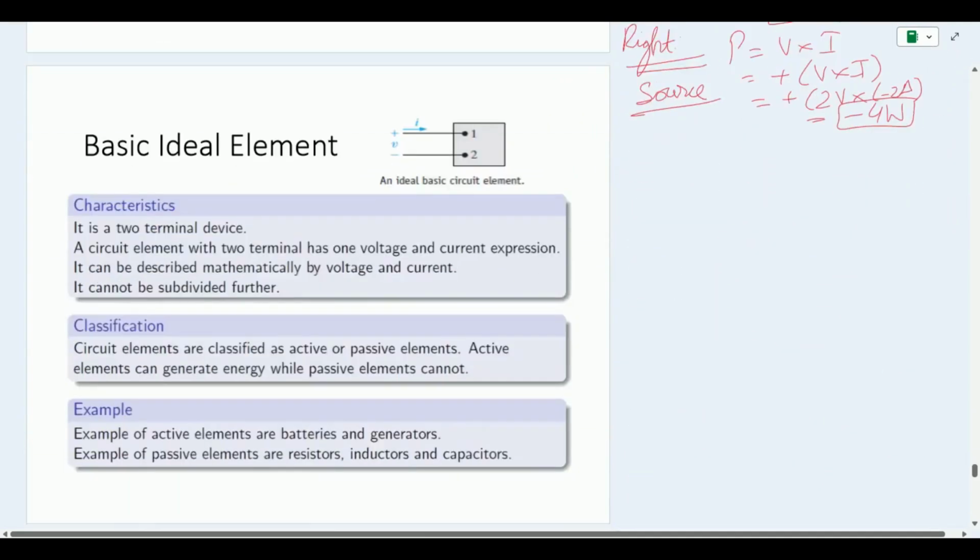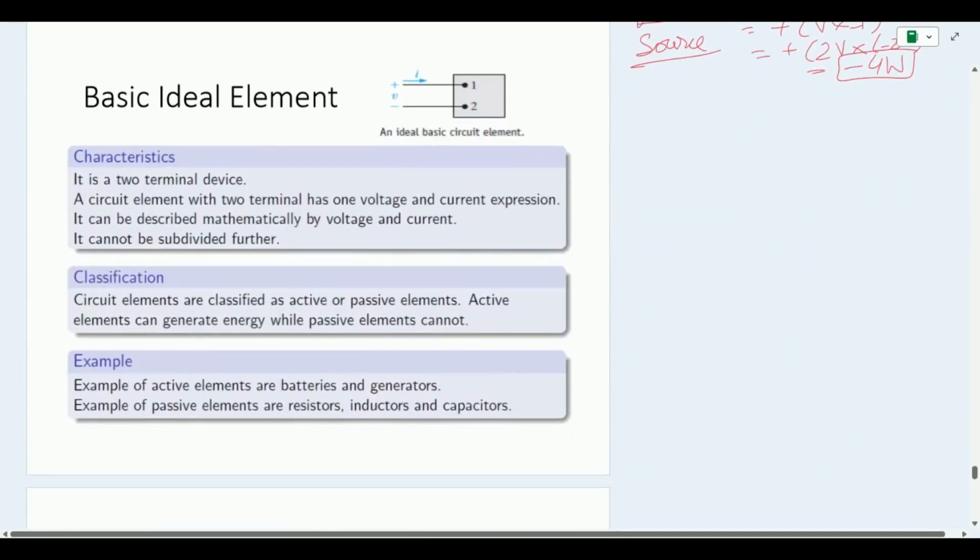Okay, now let us talk about a few more things. What is a basic ideal element? So we previously saw these kinds of terminal behaviors of any ideal element. So an ideal element is a two-terminal device. Let us put this into perspective. Let us say I have an ideal element called resistor. It has two terminals. This is terminal A, this is terminal B. So this is an ideal two-terminal device. It is going to have a certain voltage, let's say V, and a certain current flows in any direction. We call this an ideal element because it cannot be subdivided into any other element.